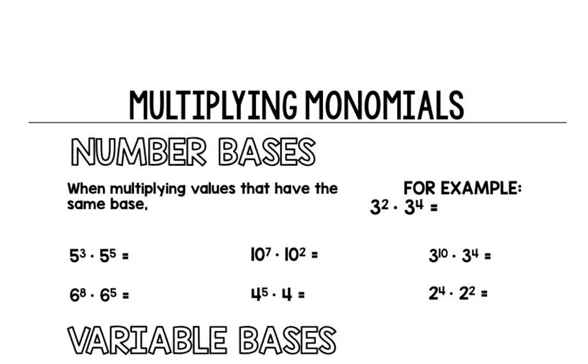In this lesson, we are going to multiply monomials, and I am going to start right here at the example. 3 squared, if we expand 3 squared, this is 3 times 3. If we expand 3 to the 4th power, this is 3 times 3 times 3 times 3. Essentially what we have here is 3 multiplied by itself 6 times, which could also be written as 3 to the 6th power.